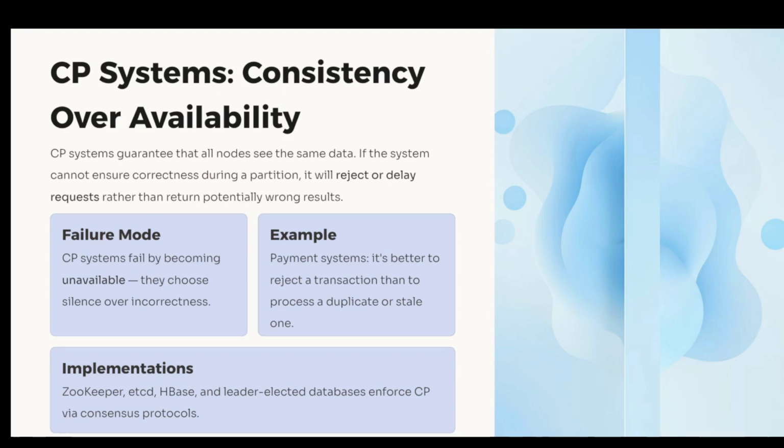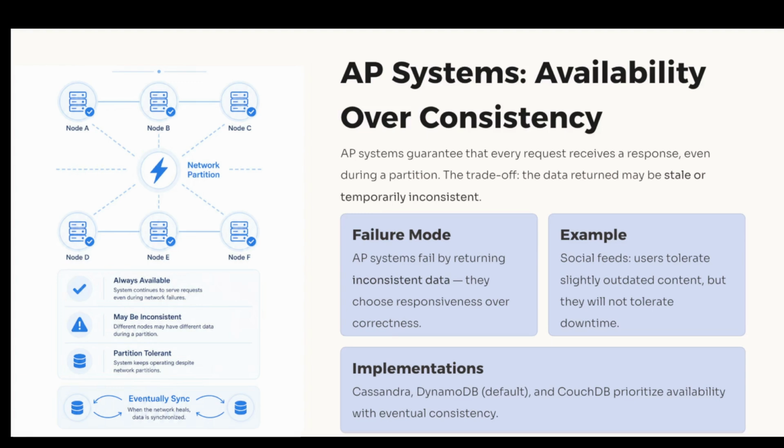Consistency versus availability. Let's start with CP systems. These systems prioritize consistency. If the system cannot guarantee correct data, it may reject or delay requests. For example, in a payment system, it's better to reject a transaction than to process an incorrect one. So the key idea is CP systems fail by becoming unavailable. Now let's look at AP systems. These systems prioritize availability. They always respond even if the data may be stale. For example, in a social feed, it is acceptable to show slightly outdated content. So the key idea is AP systems fail by returning inconsistent data.